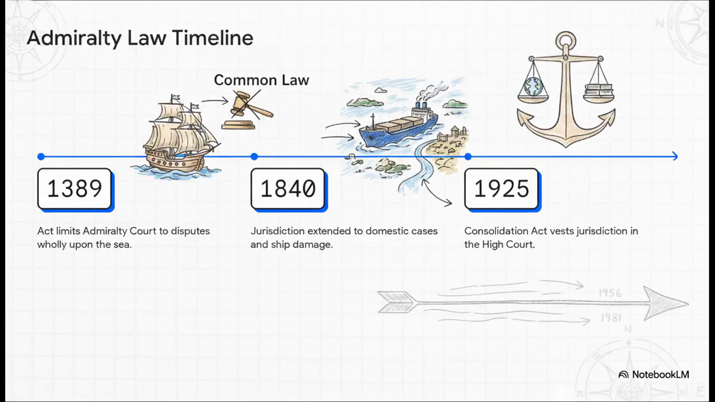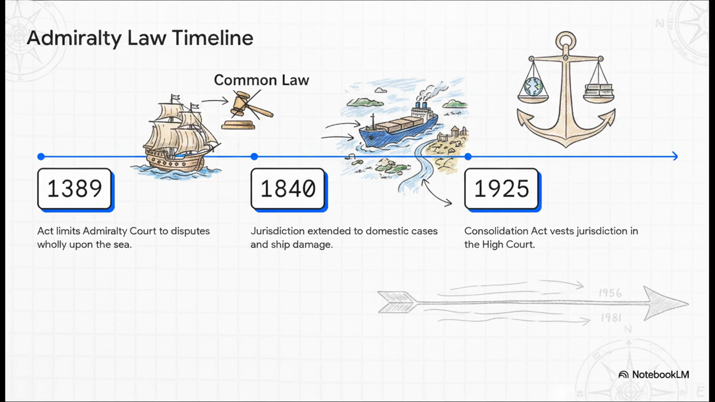But it definitely wasn't smooth sailing. There was this intense, centuries-long tug-of-war with the standard common law courts. See, admiralty courts also handled criminal matters at sea, which created a massive rivalry. In 1389, the British Parliament stepped in and severely limited admiralty courts to disputes occurring exclusively upon the sea.